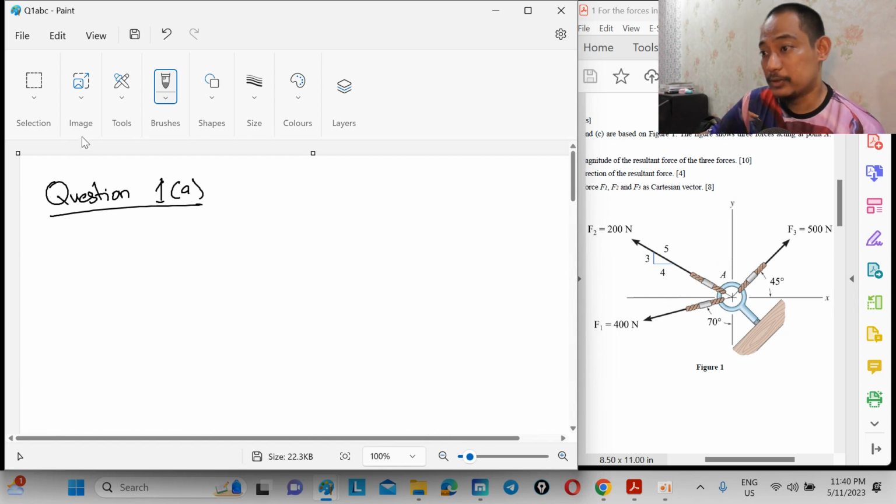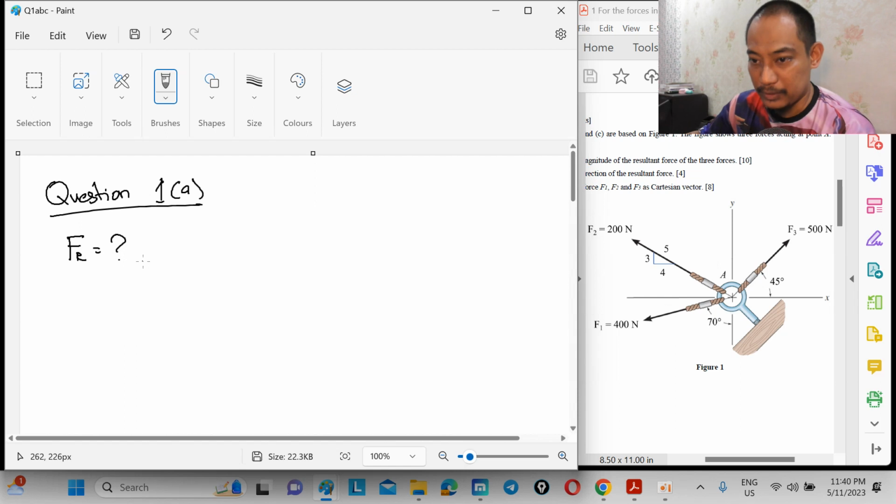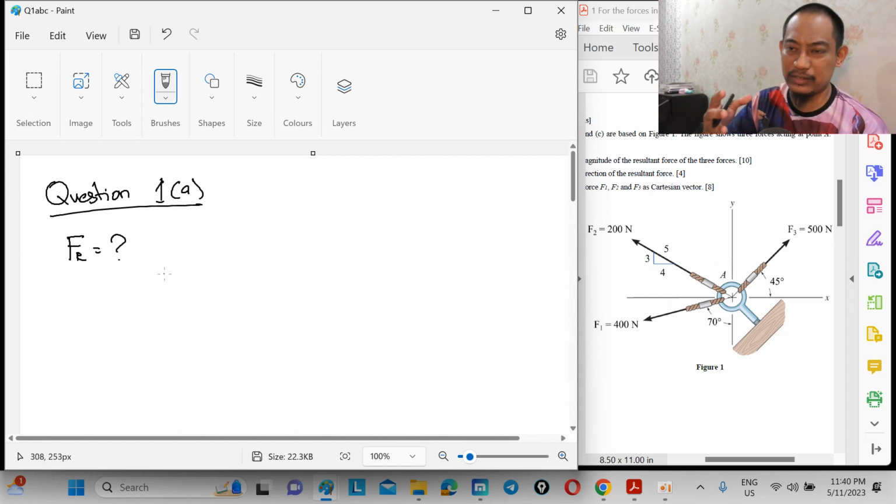Anyway, what is needed here is the magnitude of the resultant force. So what we need in the end is FR, the resultant of the three forces.